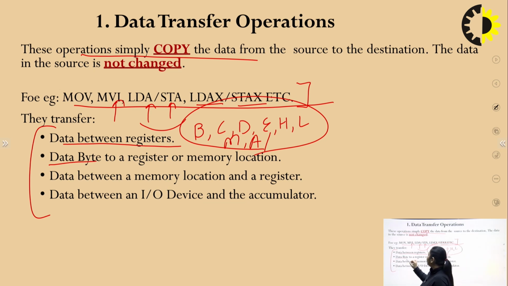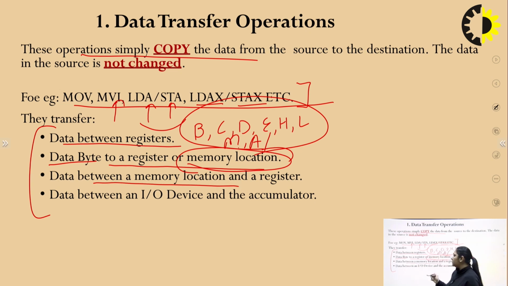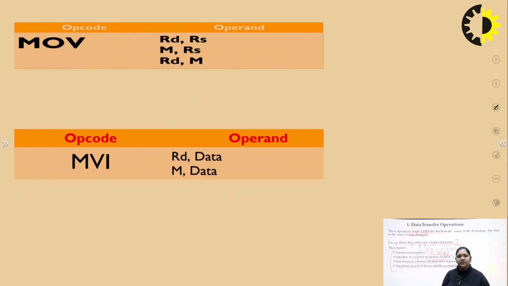One data byte means 8 bits. So one data byte is to be transferred to a particular register or a memory location as well. Here the memory location will be my M. Data can also be transferred between a memory location and a register, and between an input/output device and the accumulator. For that we will be using some other instructions here, IN and OUT, and also some other instructions.